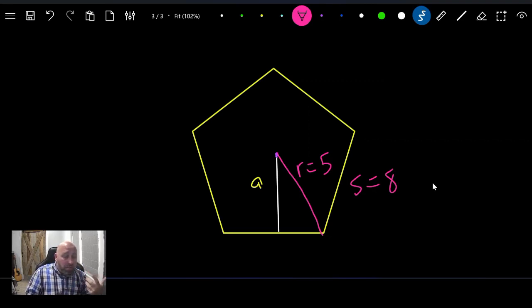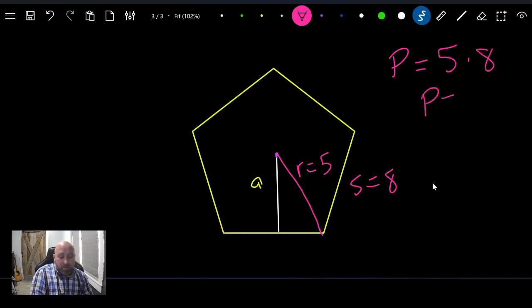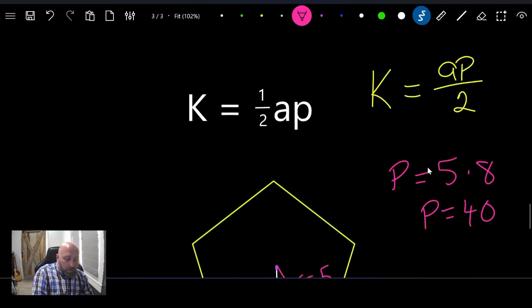And you need to find what? You need to find the perimeter. Well, what does the perimeter equal? Well, 1, 2, 3, 4, 5 sides to this thing. So we're going to say 5 times 8, and that's going to give us a perimeter of 40. So now we know our P. So here we would write 40, okay?